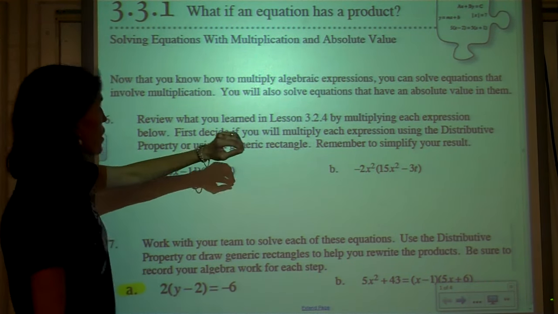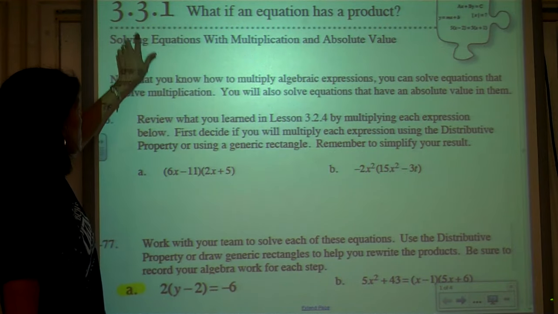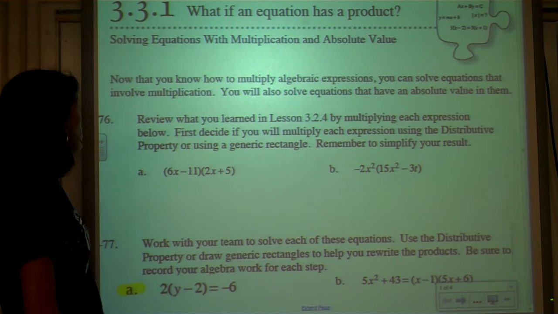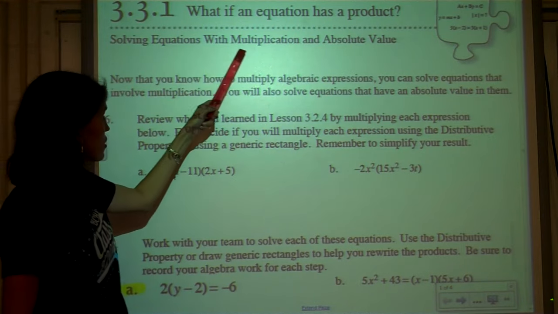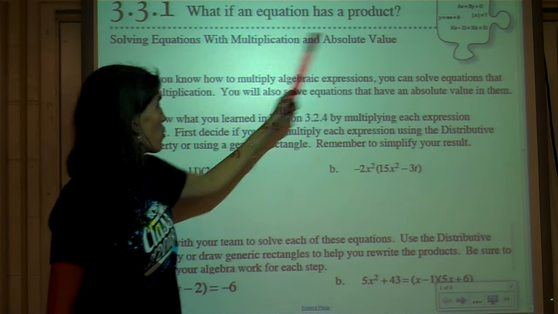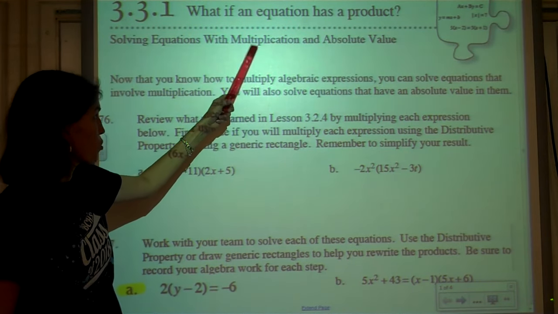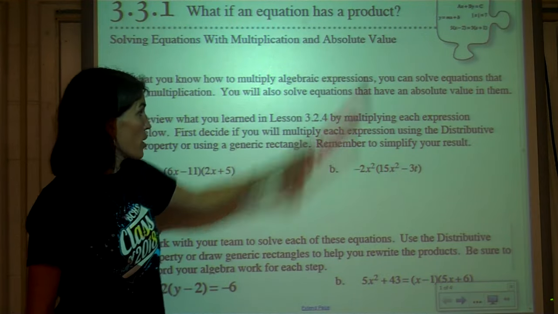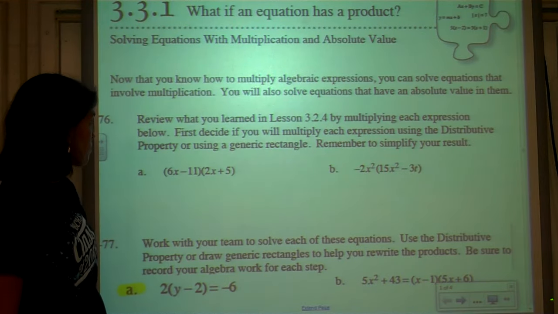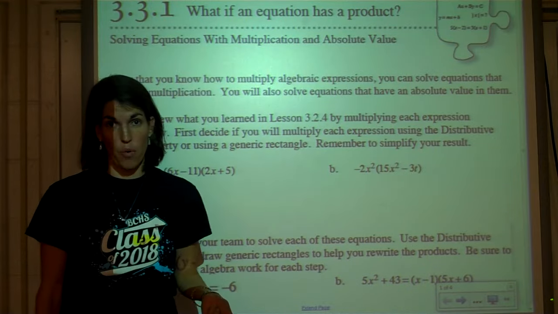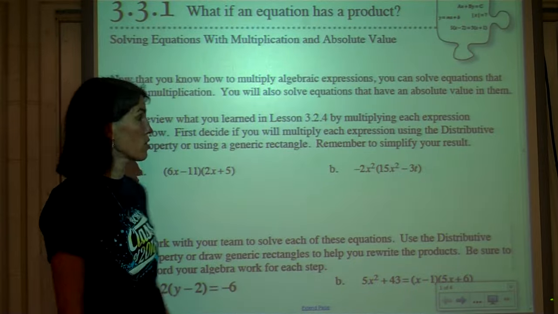Today we are going to look at section 3.3.1 inside of your book. It's called Solving Equations with Multiplication and Absolute Value. That means solving equations by distributing, which we've already kind of looked at, and solving equations using absolute value. What I would like for you to do to start this video is review what we've already talked about.